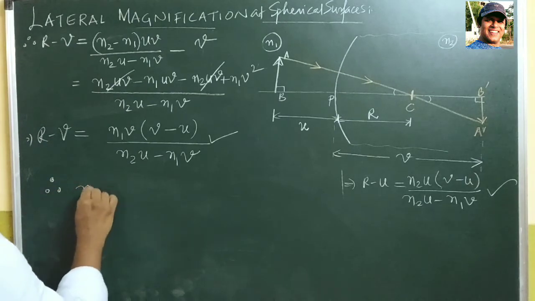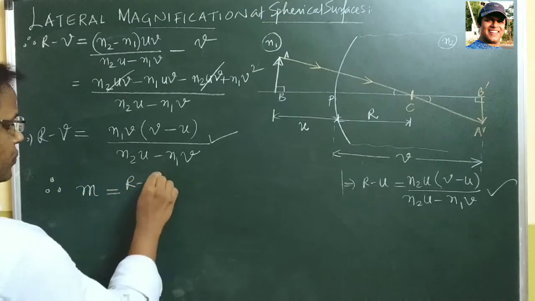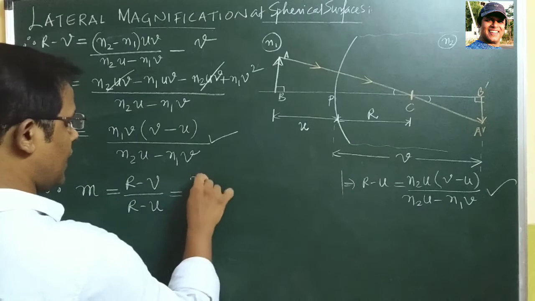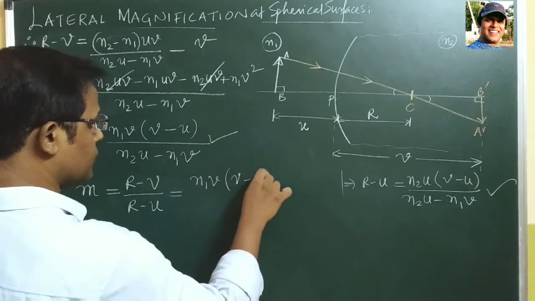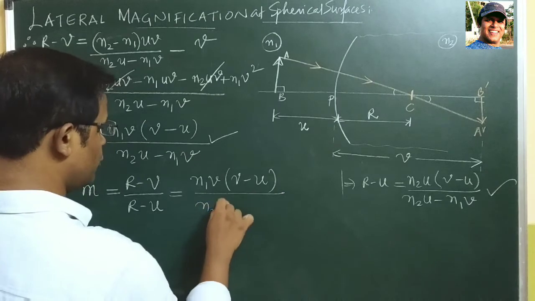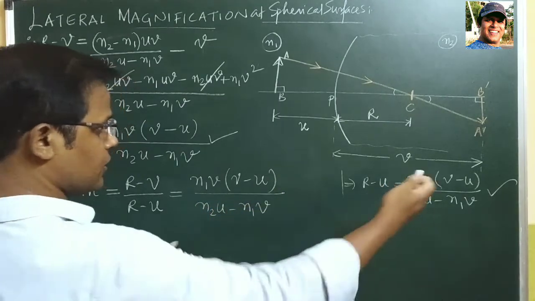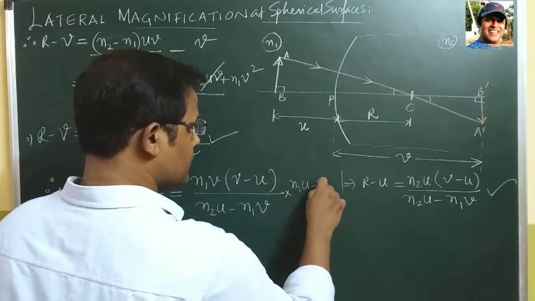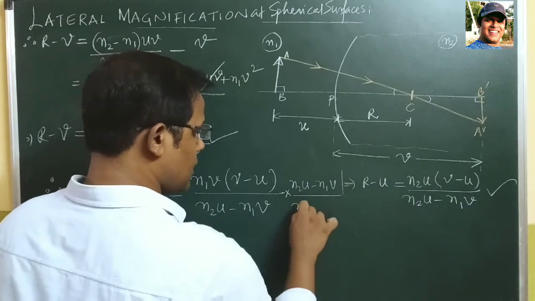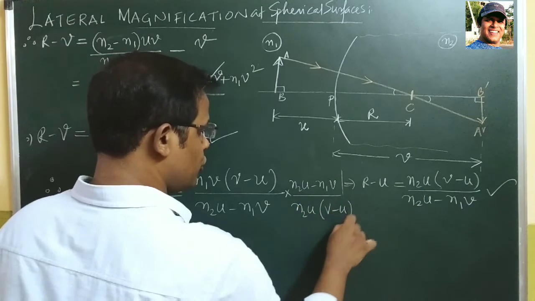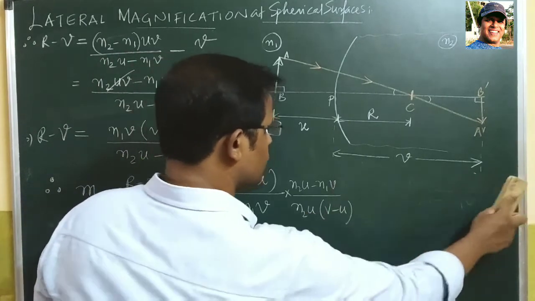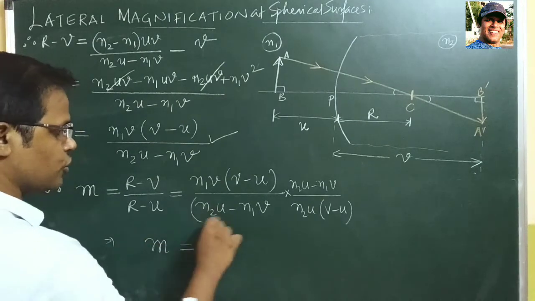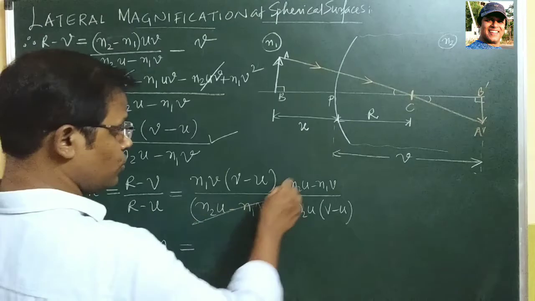Therefore, magnification M was R minus V by R minus U. Put in these expressions out here. N1V on the top. This is V minus U by N2U minus N1V. So that comes down, that goes up. ये ऊपर चला जाएगा, so N2U minus N1V, and this comes down, N2U into V minus U. So now I can definitely clear this off. This is what you're left with. So hence M is equals to, this entire expression is blown off.